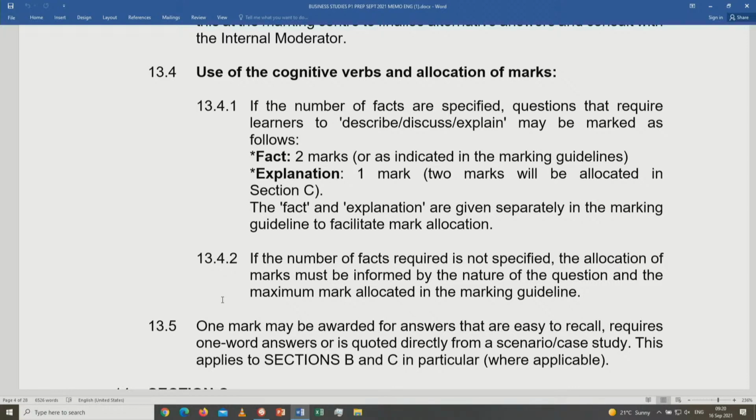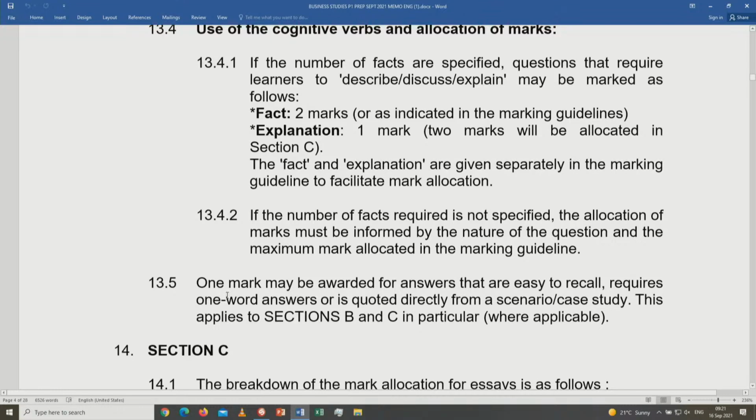Here is just for you to take note that this note is there and it should be applicable, but only when the number of facts has been specified and those verbs are used in the questions: describe, discuss, and explain. The fact and explanation are given separately in the marking guideline to facilitate mark allocation. It also depends on the nature of the question and the context of that question. 13.4.2: if the number of facts required is not specified, the allocation of marks must be informed by the nature of the question and the maximum marks allocated in the marking guideline.